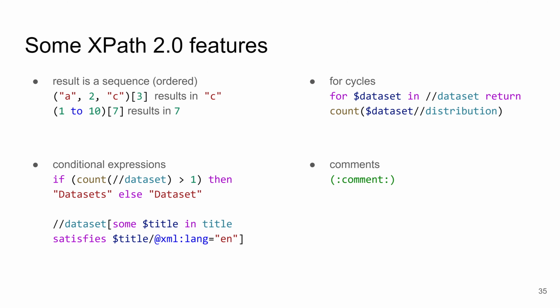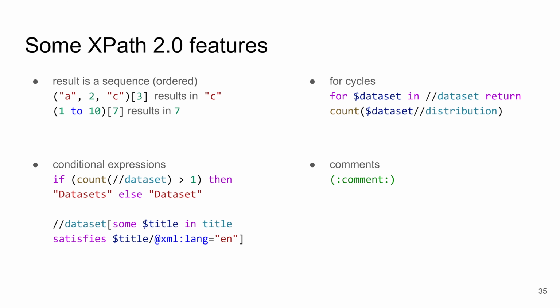There are conditional expressions in XPath 2, so that's the traditional if-then-else construct. And there is also the existential quantifier operator. So you may test that for some, and the $ sign stands for a variable. So some title in title, where the second title is the selector of all title children in the dataset element. And you check whether each of those titles satisfies that it has the xml:lang attribute set to en.